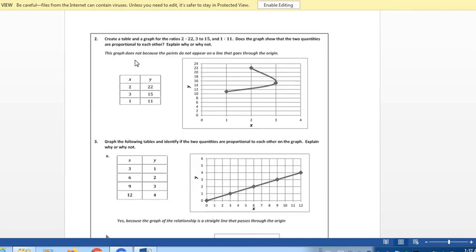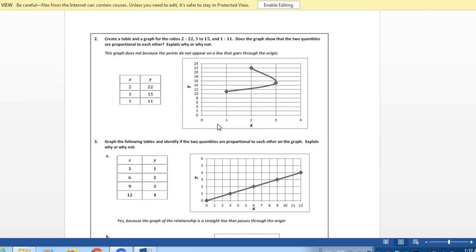In this exercise, create a table and a graph for the ratios: 2 to 22, 3 to 15, and 1 to 11. Does the graph show the two quantities are proportional to each other? Explain why or why not. I draw my table x and y: 2 for x, 22 for y, 3 for x, 15 for y, 1 for x, 11 for y.